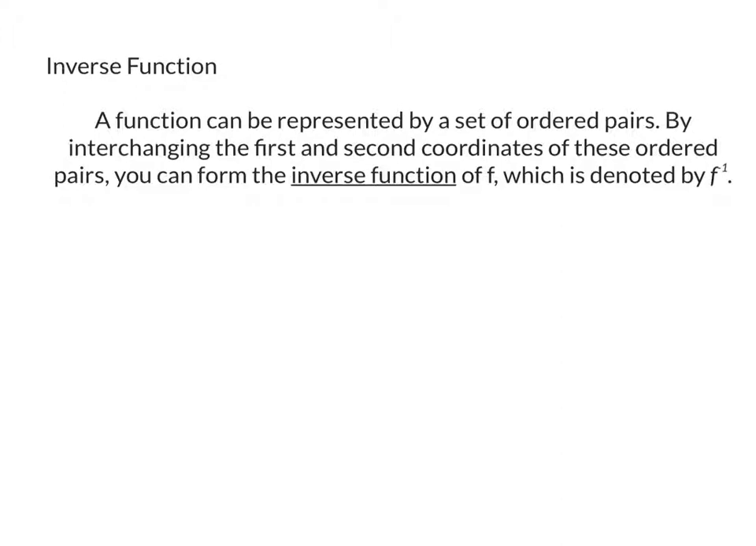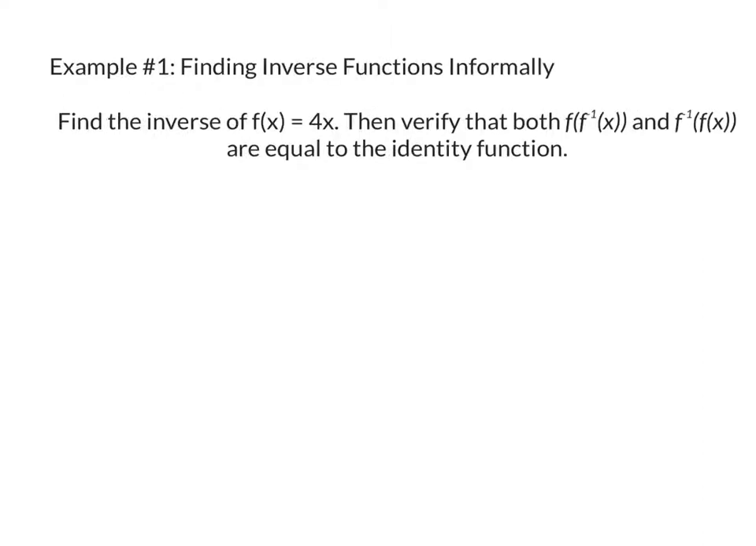All right, so an inverse function. A function can be represented by a set of ordered pairs. By interchanging the first and second coordinates of these ordered pairs, you can form the inverse function of f, which is denoted by f to the negative 1. And really we just call it the inverse of f. If we see this notation at the end, we just call it the inverse of f.